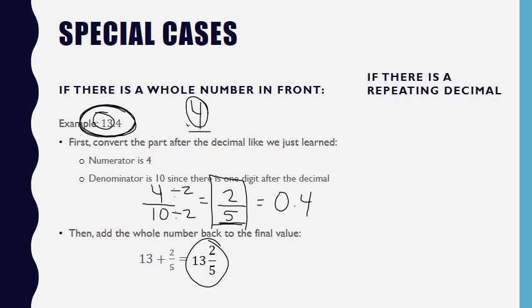Now there is another kind of special case. It's called a repeating decimal. These ones aren't terminating because they're repeating. We're going to talk about this another day. It is possible, but it's brand new.